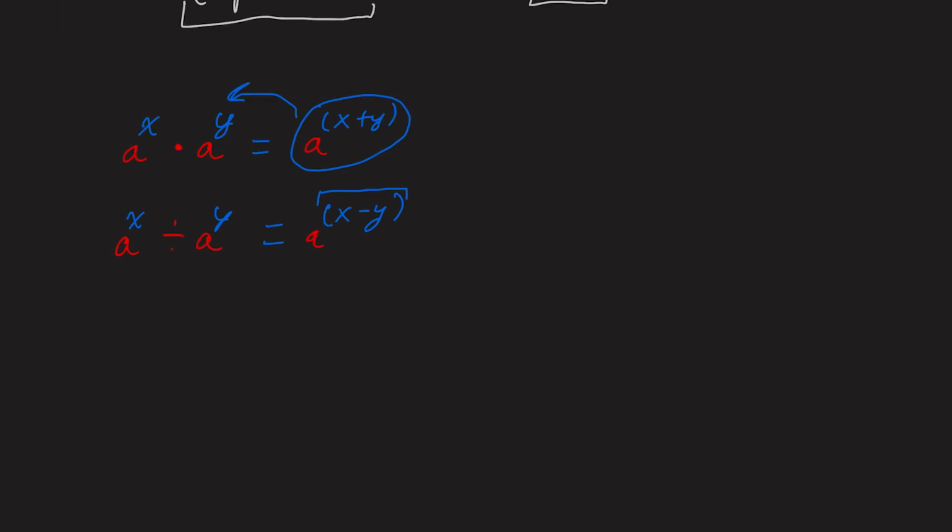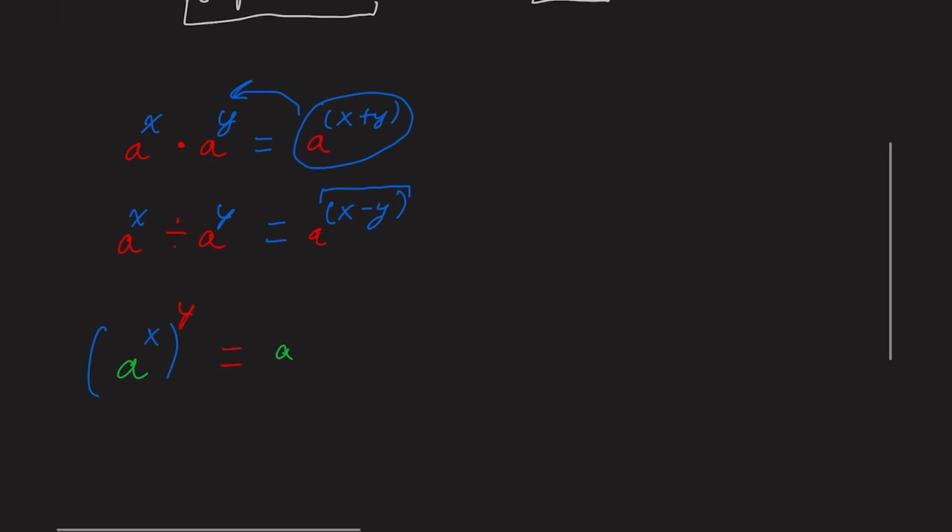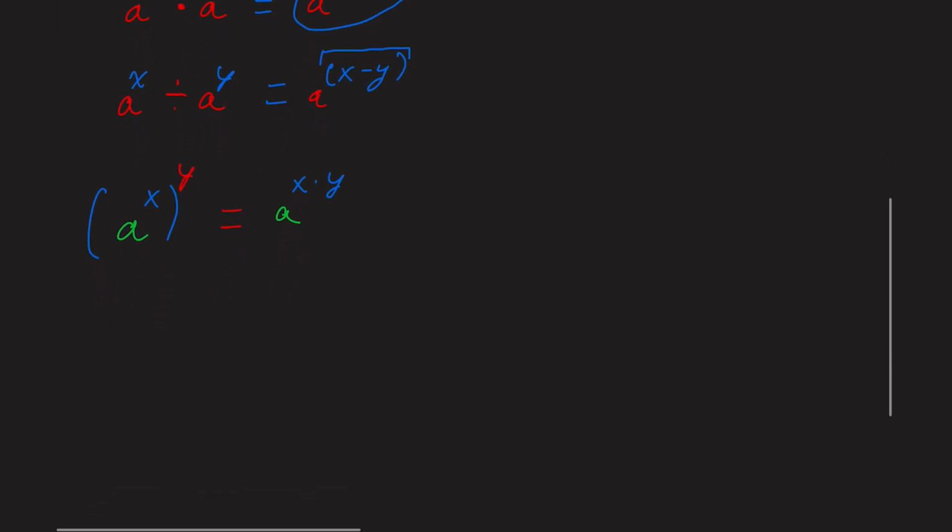The next identity is if I have a to the x and this whole thing is raised to the y, then this can be rewritten as a to the x times y. And if these are getting hard to remember right now, don't worry one bit, because we're going to go over how to understand these conceptually and intuitively, so that you don't even have to remember them. You can just make sense of them on the spot. But we're going to go over that after we go through everything else.